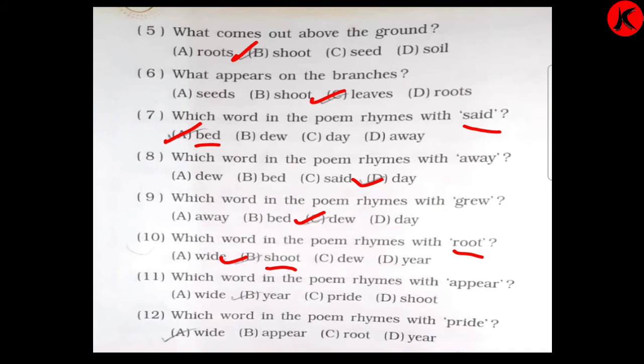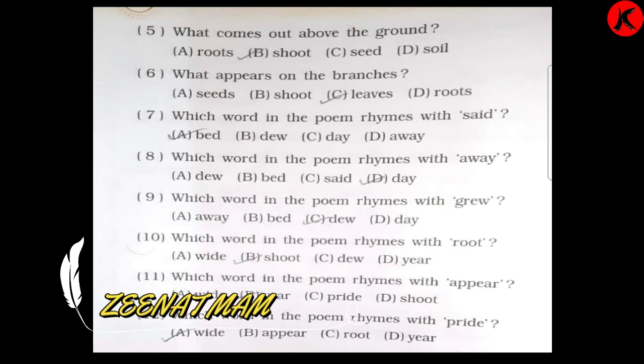Which word in the poem rhymes with appear? A. Wide, B. Year, C. Pride, D. Shoot. So what will be? B. Year. 12 number. Which word in the poem rhymes with pride? A. Wide, B. Appear, C. Root, D. Year. What is the correct answer? Wide. So once again we will repeat the exercise.